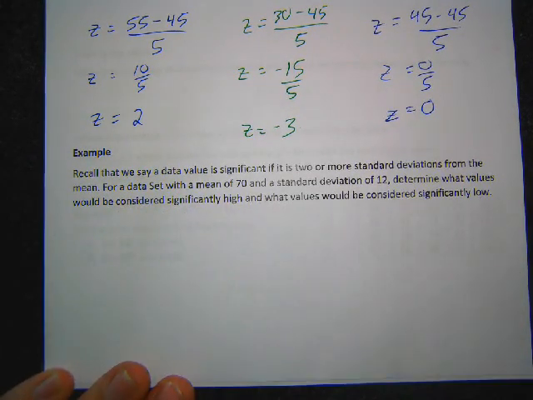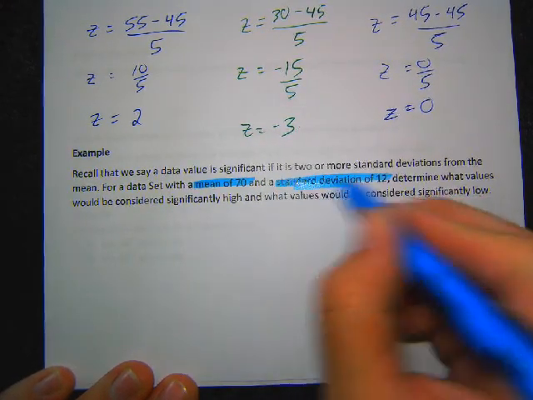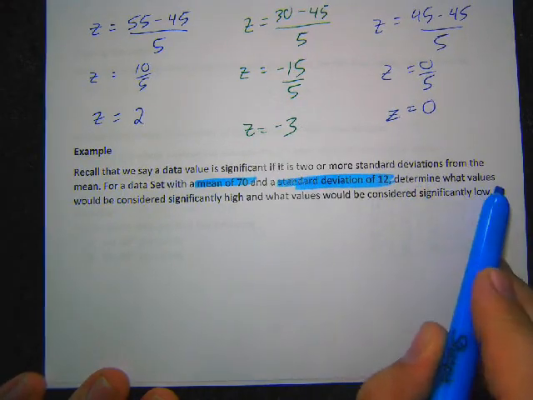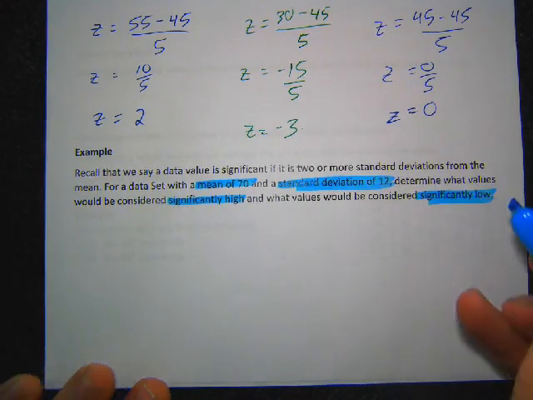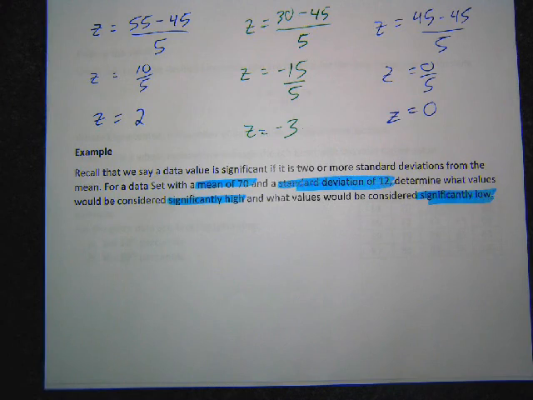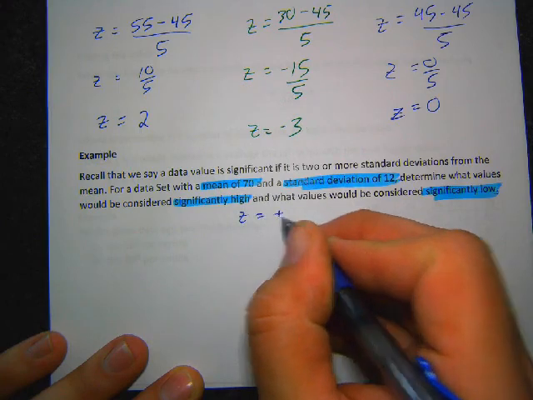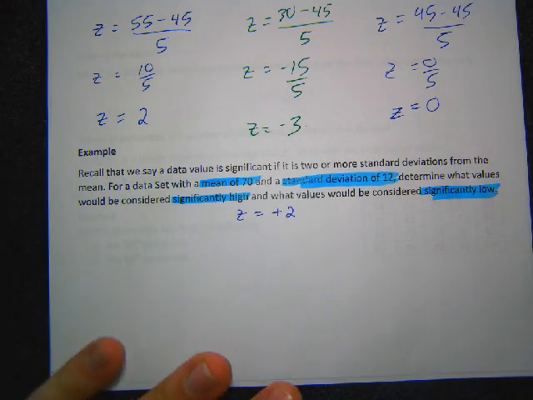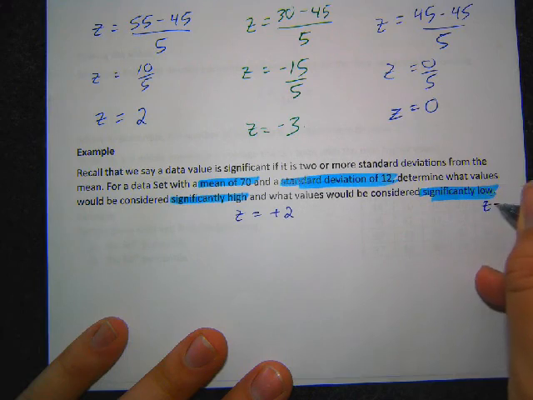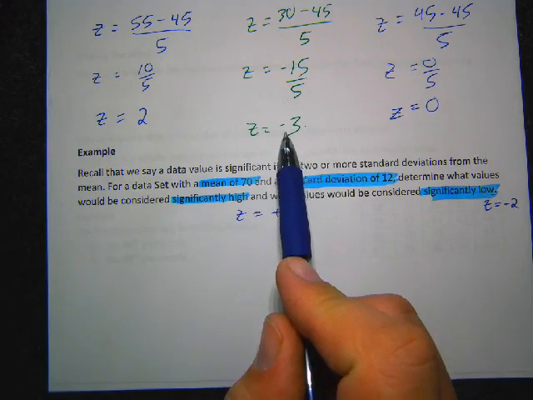Okay, for a data set with a mean of 70, so our mean in this case is 70, and a standard deviation of 12, so that's our standard deviation, determine what values would be considered significantly high and what values would be considered significantly low. So we want to figure out when things are significant, important, unusual. Now, significantly high means that you're going to have a z-score of +2 or bigger, right? So if you have +2, +2.5, +3, then you're significant. You're way out there. You're more than 2 standard deviations above the mean. Significantly low is going to be a z-score of -2 or below. So -2, -3, this would be significantly low because it's -3.